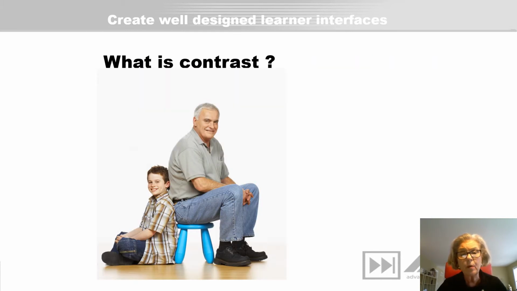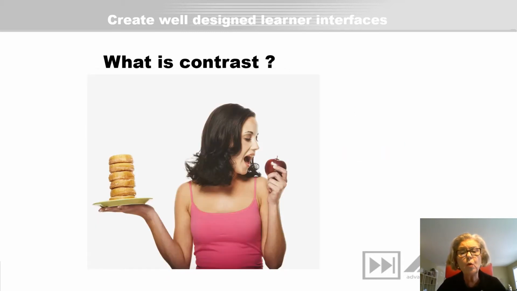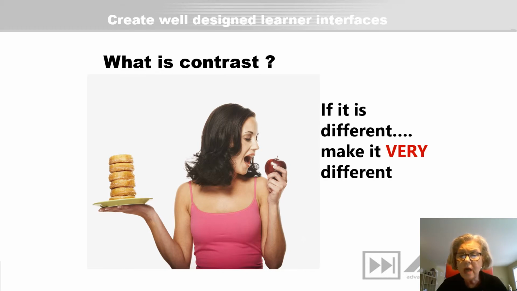We use examples. What is contrast? How do we get contrast? There's a lot of different ways, and then there's some simple rules. If it's contrast, if it's different, make it very different. Whether it's text, whether it's color, it's a very simple rule. And if you follow it and you know how to do it, it makes all the difference in the world.